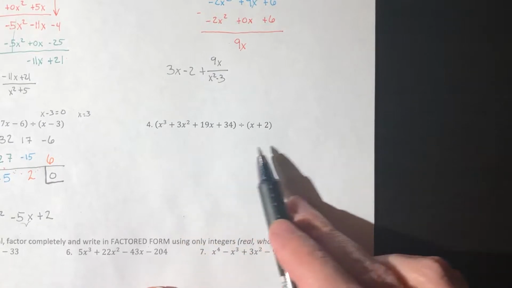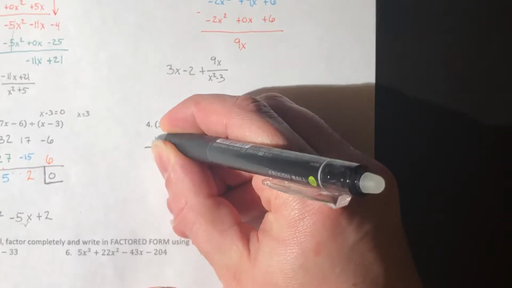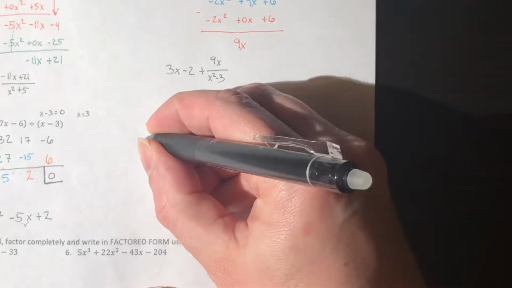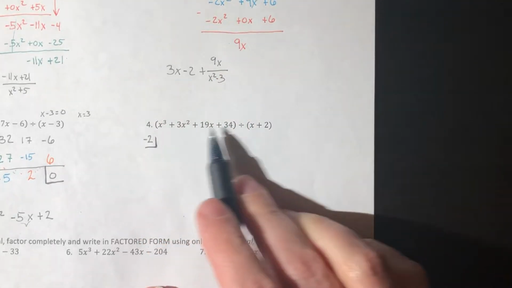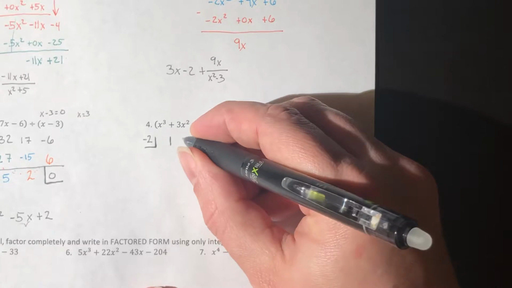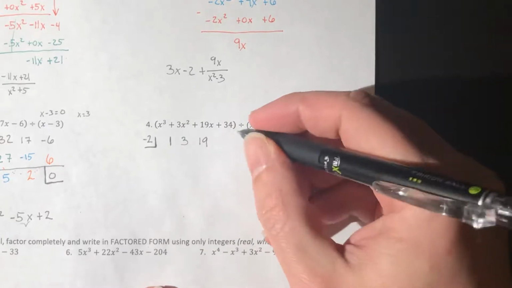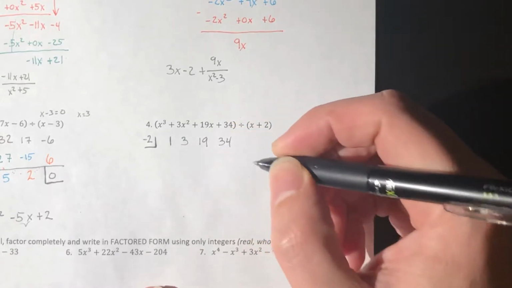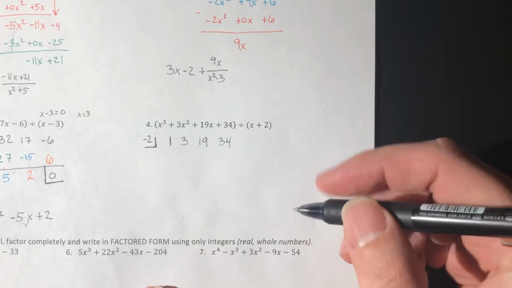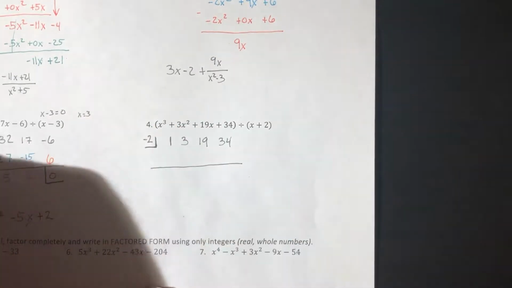For 4, it works the same way. What's going to go in the box is the 0. So what I'm dividing by is x plus 2. That would be the factor. So that 0 would be negative 2. And I list the coefficients going across. So I've got x cubed, so coefficient of 1, and then 3x squareds, coefficient of 3, 19 x's, coefficient of 19, and 34. Now on this one, I did not put a 0 anywhere because I didn't skip any terms. You only use the zeros when you skip a term, and it goes in place for that missing term.